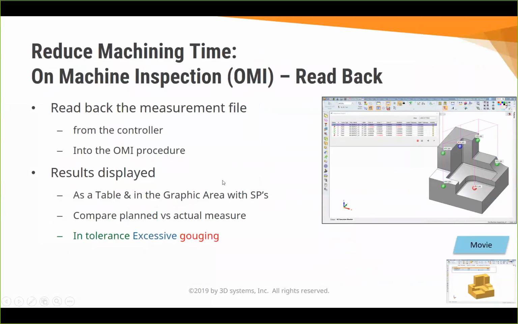Next is the on-machine inspection readback. This is to complete the project of on-machine inspection. We can now read back measurement details coming from the controller after real measurement and inspection on the CNC machine, go back directly to Cimatron, attach the data to the OMI procedure, and the result can be displayed on the screen with a table and with the probes. Green are okay, blue are excessive material, and red are gouging material.